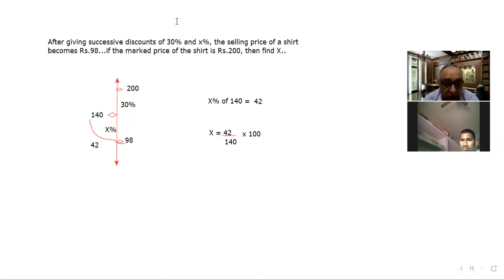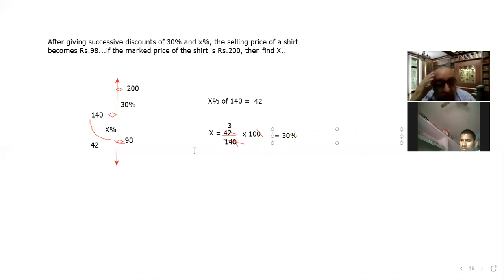So let us solve this. The 0 in this will be cancelled with the 0 in this, and 14 times 3 is 42, so it will become 3 here. So 3 into 10 is equal to 30%. So the second discount is also 30%.